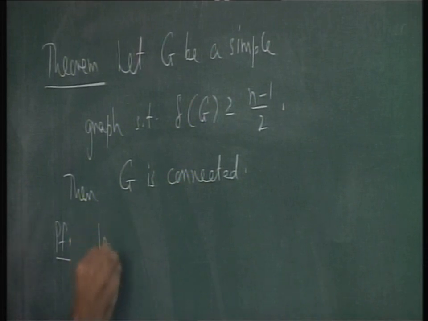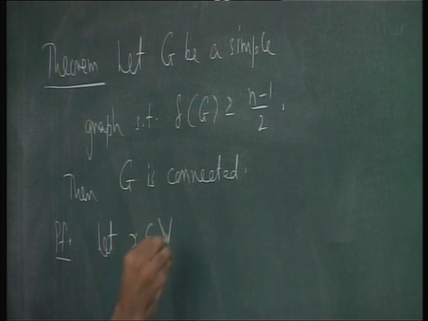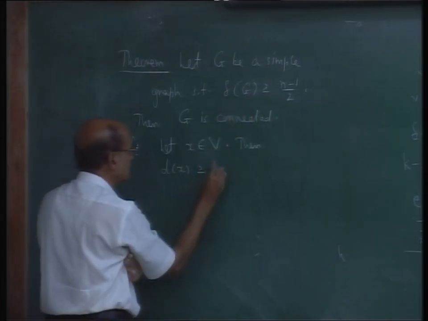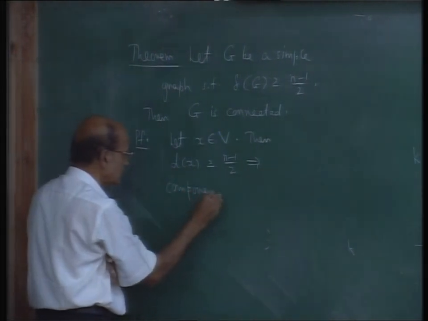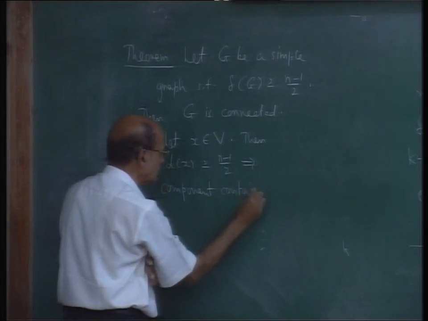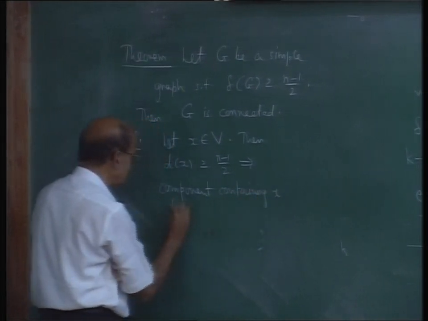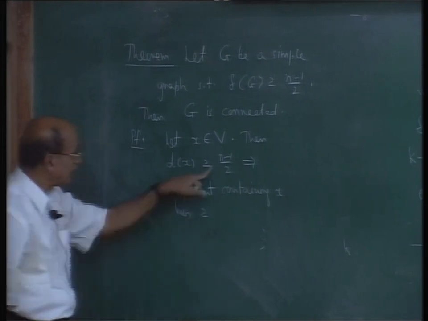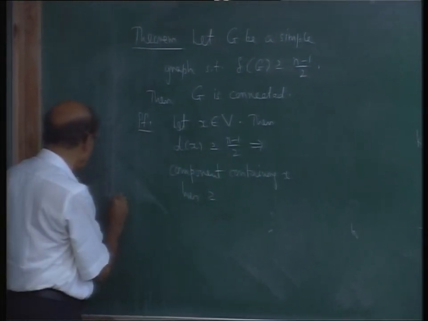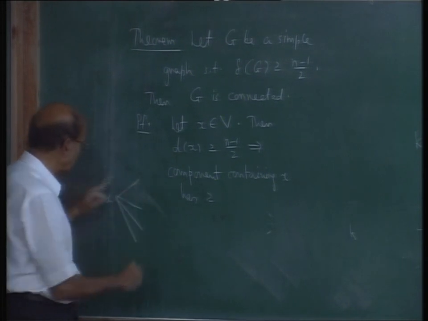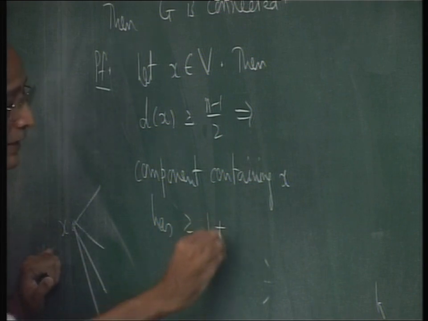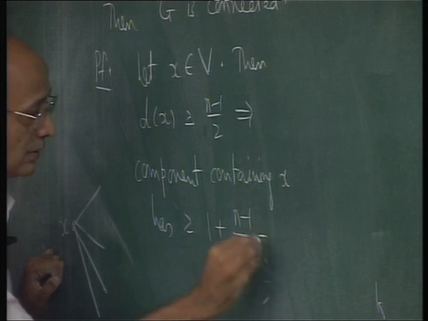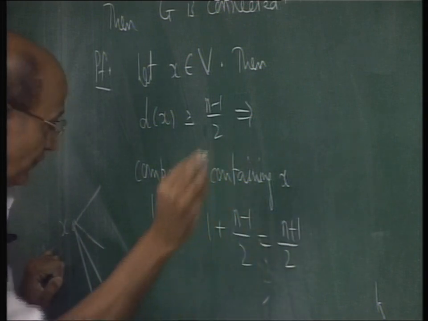Let X be a vertex. The degree of X is at least (n-1)/2, which implies that the component containing X has how many vertices? It has at least that many vertices. So it is like this: X is adjacent to all these, so they all have to be in the same component, and also X. So it has at least 1 plus (n-1)/2 vertices.